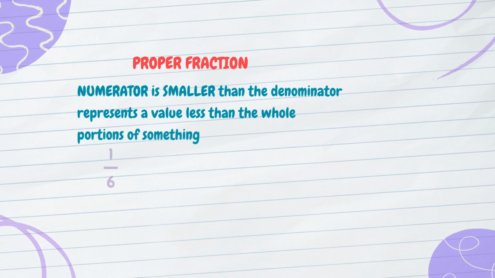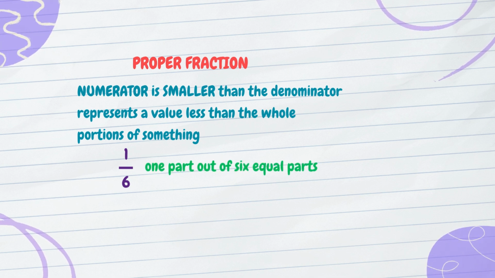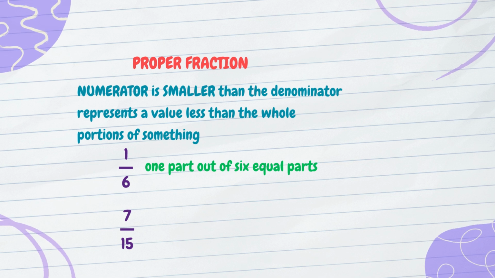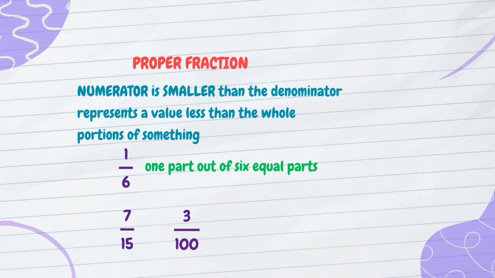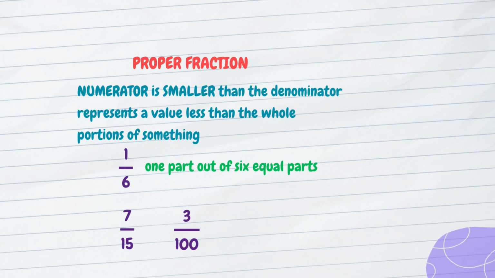For example, 1 over 6 means 1 part out of 6 equal parts. 7 over 15 and 3 over 100 are also proper fractions. In all of these examples, the numerator is smaller than the denominator.